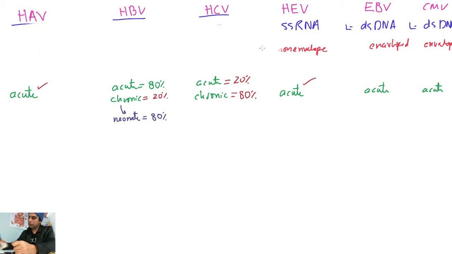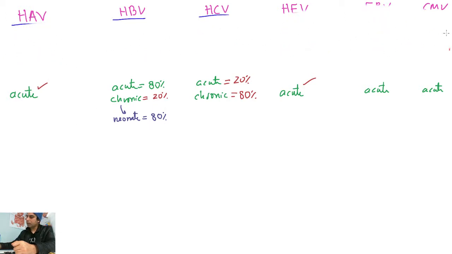Okay. So now, how do you get it? How do you get these infections in the first place? Hepatitis A is fecal oral. Fecal oral. What does that mean? By contaminated food. Contaminated food. And then how do you shed it? How do you introduce it to the environment?